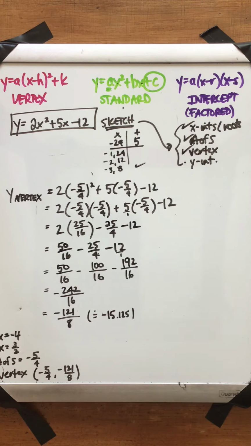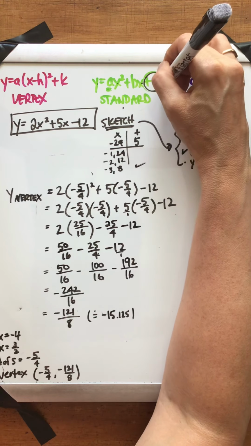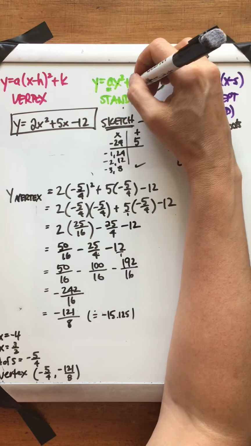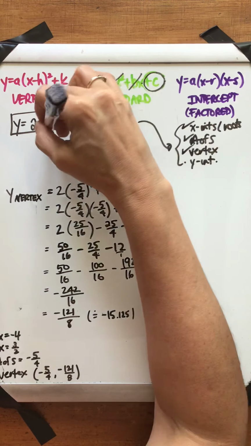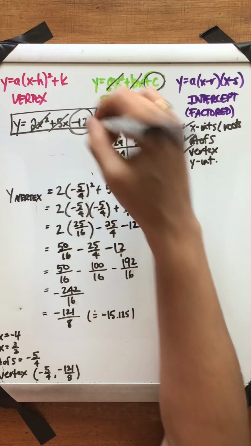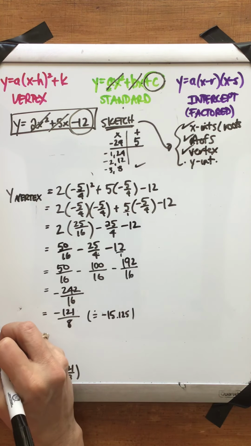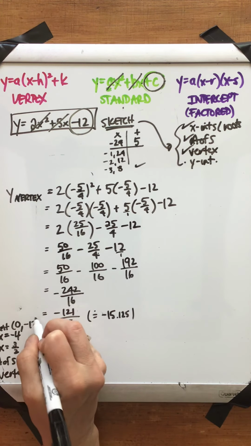All right, the last piece that I could include when I'm sketching this parabola is the y-intercept. Well, the y-intercept is great because we can just take it from standard form. And the reason we can do that is that x is 0 for the y-intercept. So this term is 0, this term is 0, this is the y-intercept. So that would mean our y-intercept is negative 12. So I'm just going to put that in here too. We've got a y-intercept of 0, negative 12.